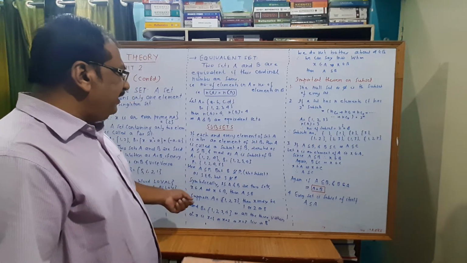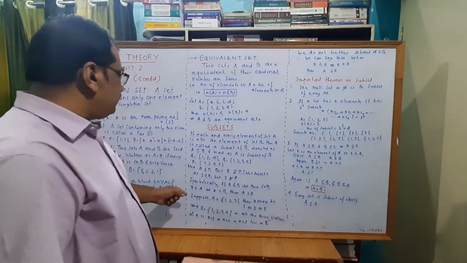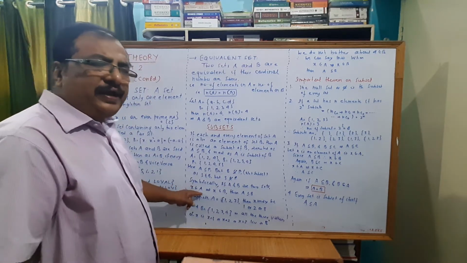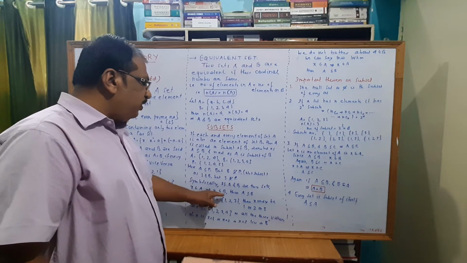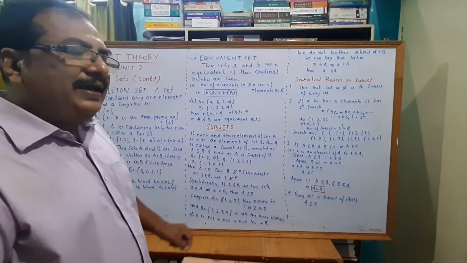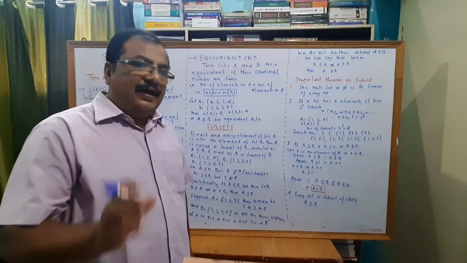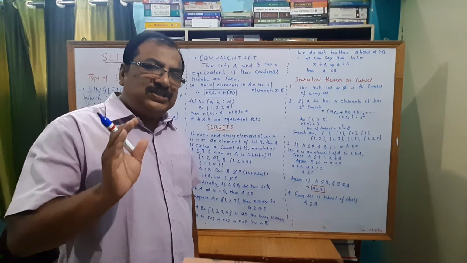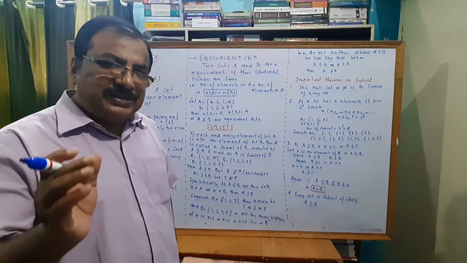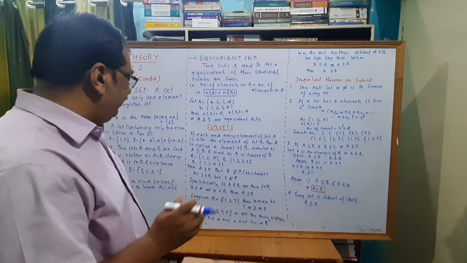Let us understand it. If A and B are two sets, we write X belongs to A implies X belongs to B. Then A is a subset of B. X belongs to A implies X belongs to B, we will say that A is a subset of B.